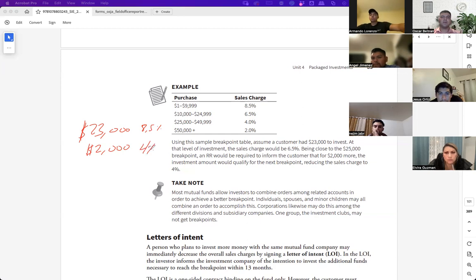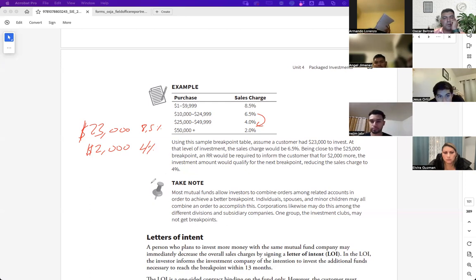And most clients are like, you know what? I can do that 2 grand today. No problem. Perfect. So they get that sales break from 6.5 to 4%. Okay, so it helps the client in the long run. So when you do investments, you always have to inform the client of that breakpoint. If you don't, we can get in trouble for that. Okay, so you always got to inform the client that they have an opportunity there to get to that breakpoint. Okay, so that's that.